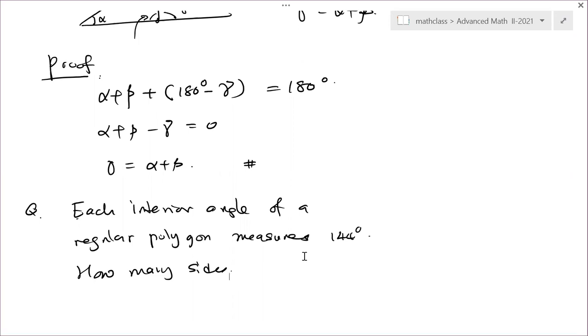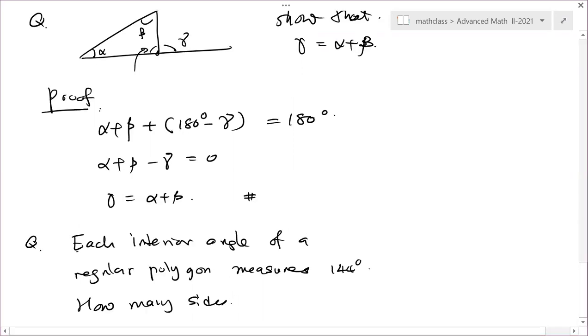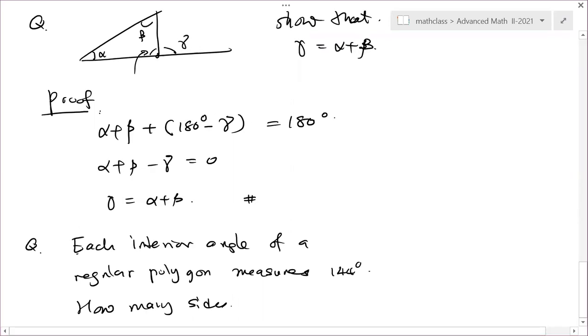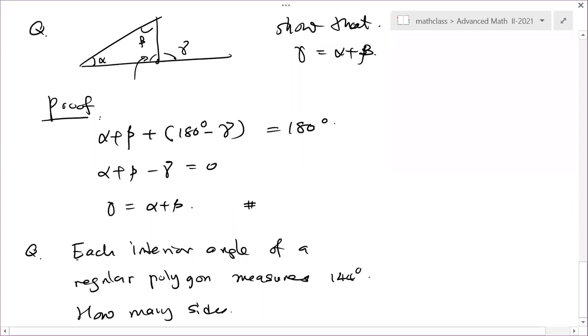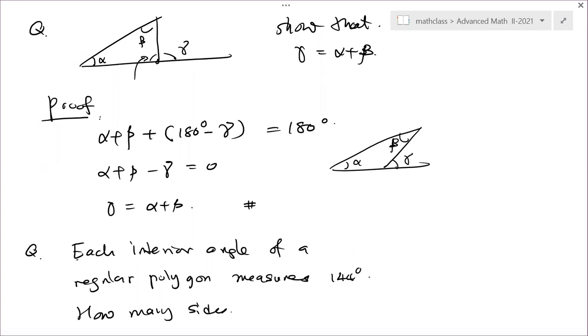Kevin asks why the angle C has to be 90 degrees. No, not necessary. I just drew it. It looks like 90 degrees, but it's not 90 degrees. This picture can be like that, with alpha and beta, so gamma is going to be alpha plus beta.